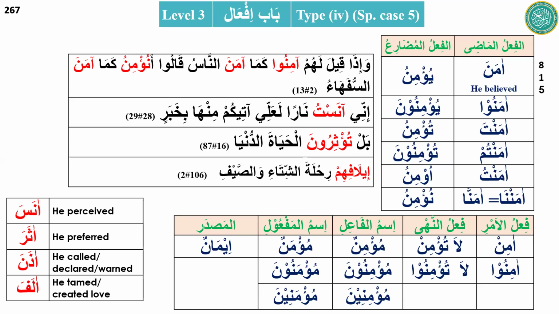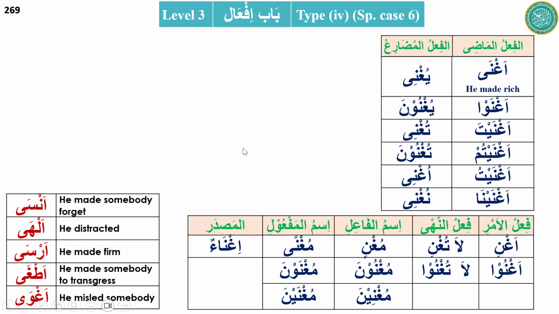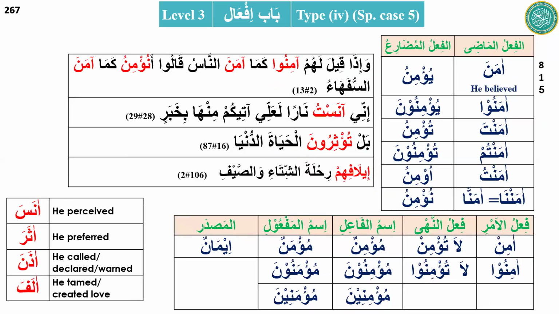Okay, combine the translation. Rather, you all prefer the worldly life. Again. Rather, you all prefer the worldly life. You are saying brother again and again; it is rather. Again, translate it. Rather, you all prefer the worldly life. Okay.